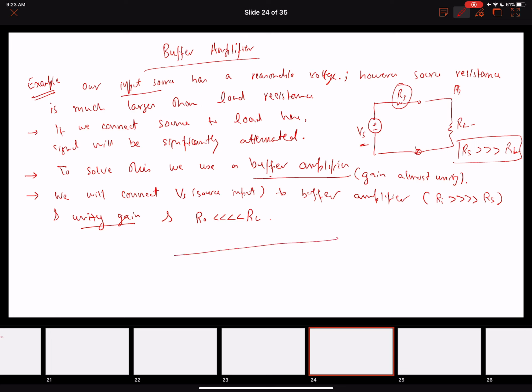Right, so this is why we use a buffer amplifier, and you are going to realize that we use buffer amplifiers every now and then in a lot of different circuit designs and applications. Okay, so with that, we are going to finish the lecture.